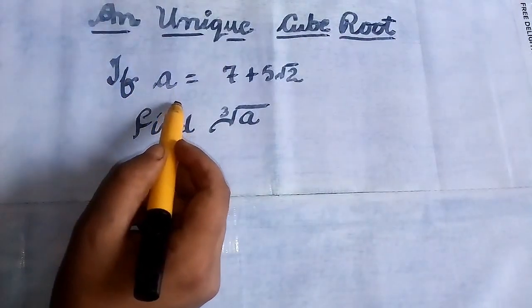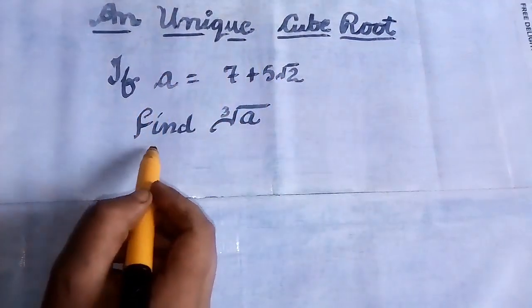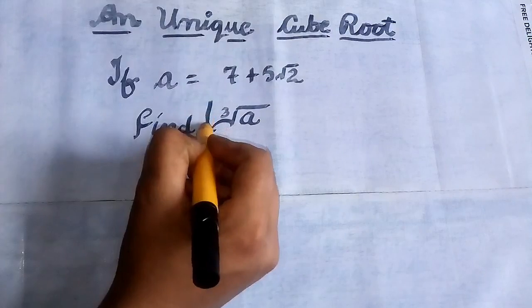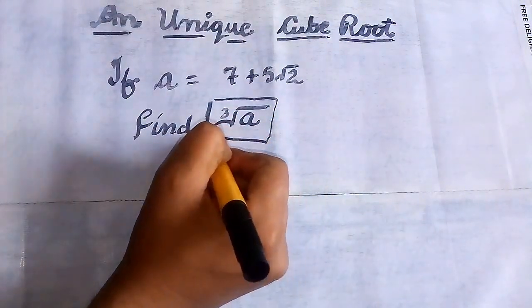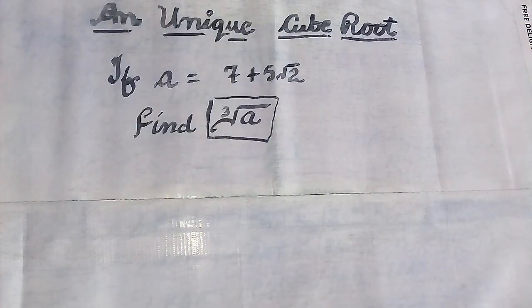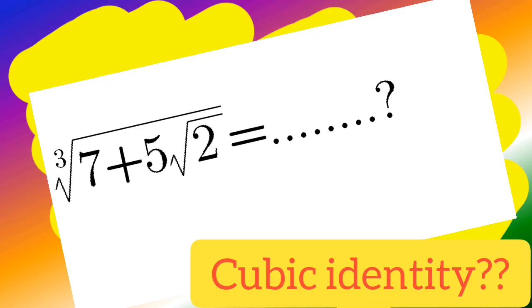If a equals 7 plus 5 square root of 2, find the cube root of a. Before I start the question, analyze the problem: how can we find the cube root of 7 plus 5 square root of 2? Can a cubic identity be the appropriate method?